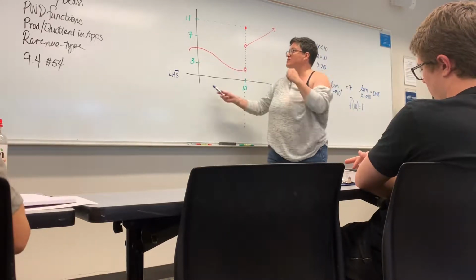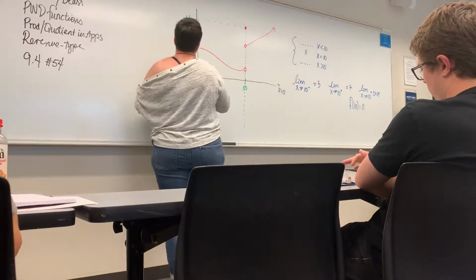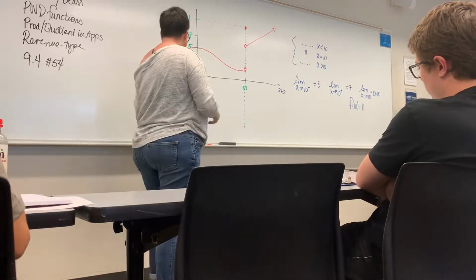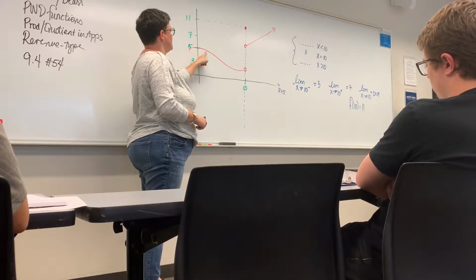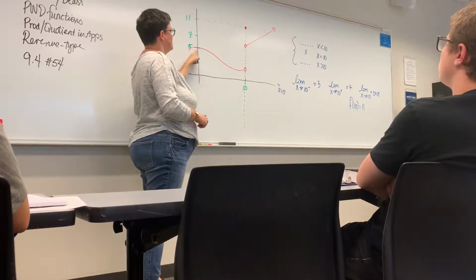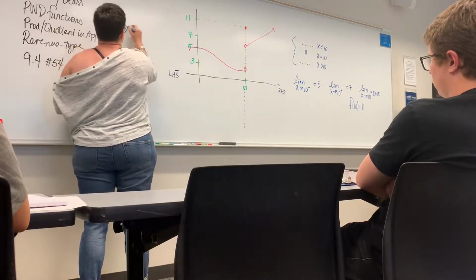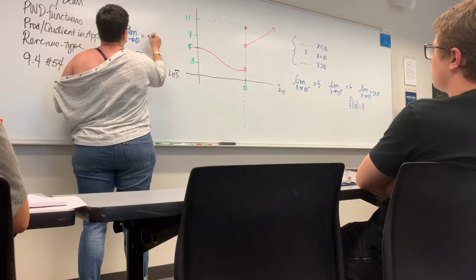So let's take a look at x equals 0, just for giggles. Let's say this is y equals 5. What's the limit as x approaches 0? So the car on the left and the car on the right, are those cars gonna crash? Yes. So the limit as x approaches 0 is 5.